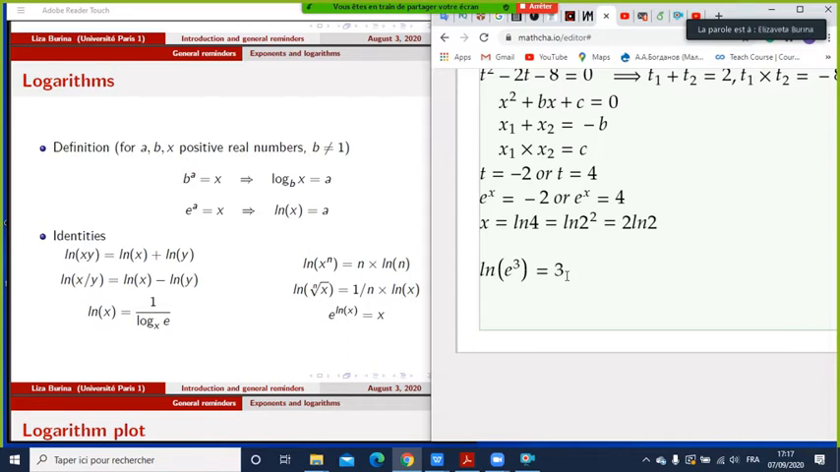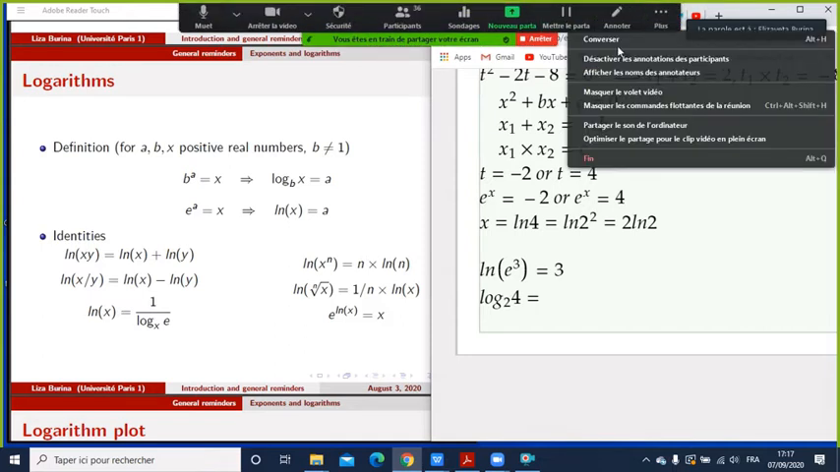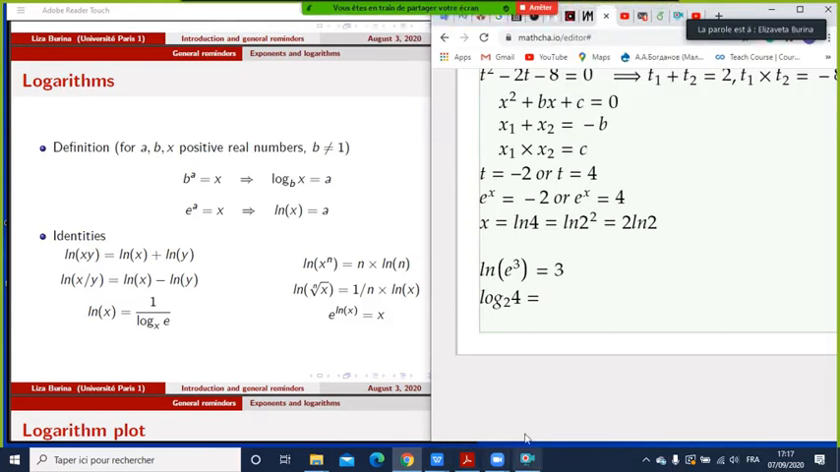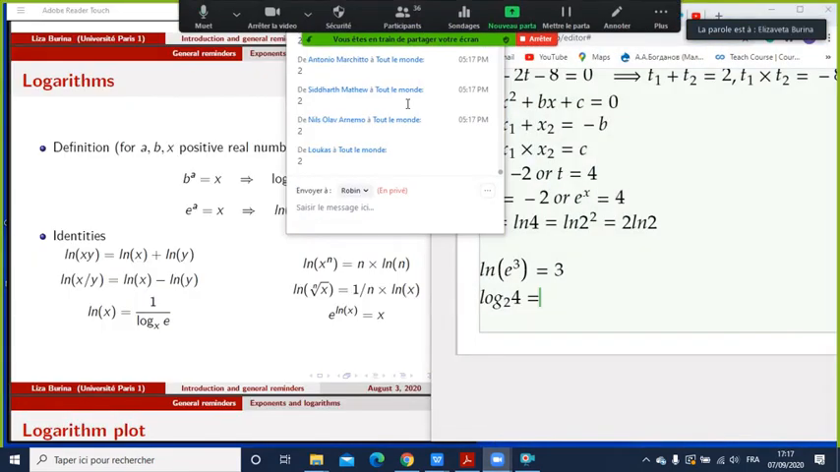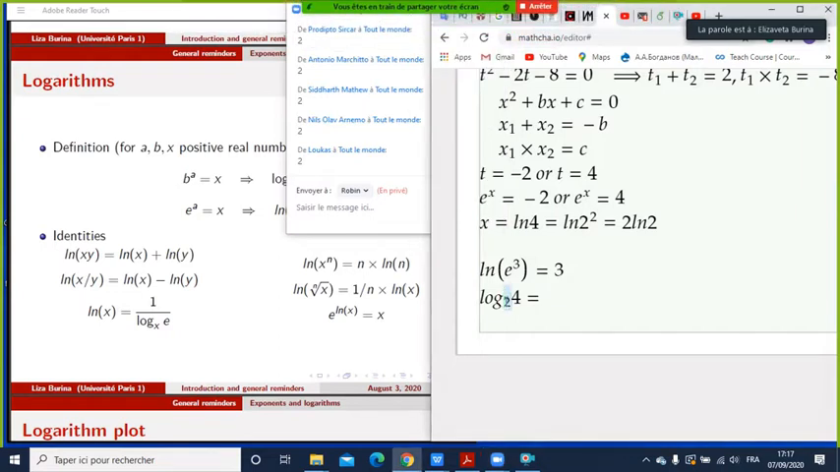Okay, so cool. Now let's do something that is not natural. Logarithm of base 2 for 4 equals 2. Again, use the chat to let me know the answer. 2. Cool, yes. So we're supposed to raise 2 to some power to get 4. And this power is 2.